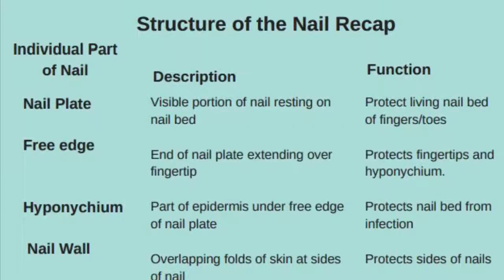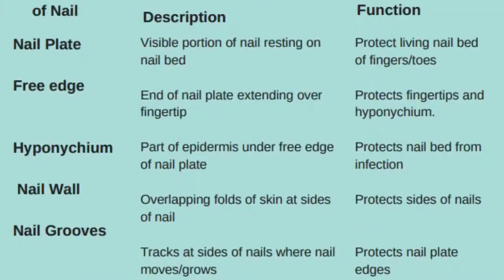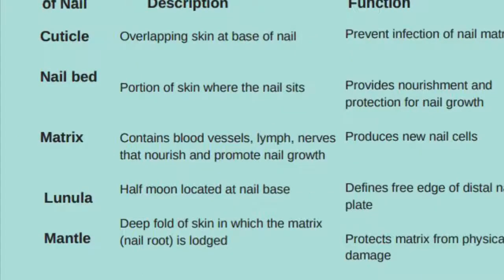So just recapping the structure of the nail, today we've learned about the individual parts of the nail plate, the free edge, the hyponychium, the nail wall, the nail grooves, the cuticle, the nail bed, the matrix, the lunula, and the mantle. And we've learned about their description and also the function of these nail components.